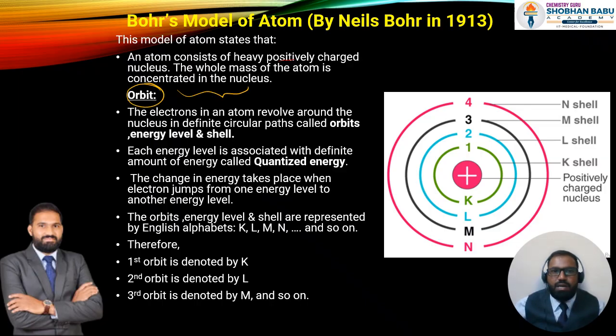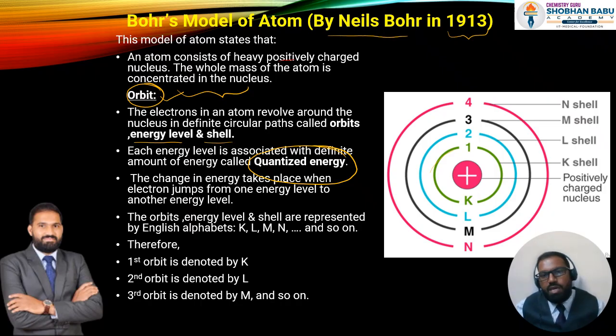In this Bohr's atomic model, Niels Bohr in 1913 introduced a unique concept called the orbit. The imaginary circular paths present around the nucleus are called orbits. These orbits are also called energy levels or shells. Each orbit has a fixed amount of energy, which is called quantized energy.